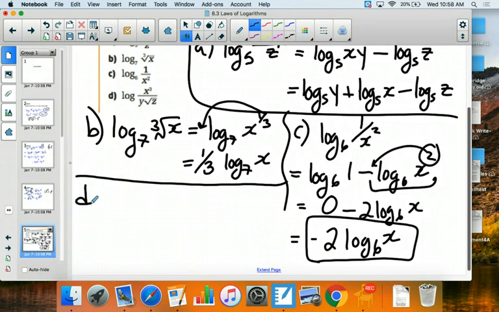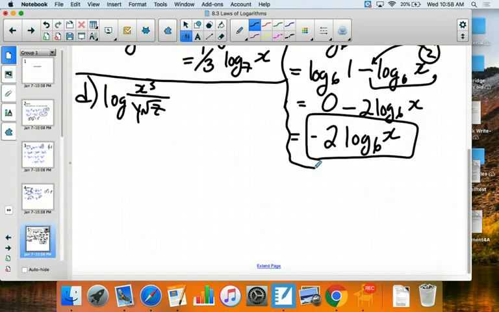Right? Finally, you can take a look at D. We have log x cubed over y root z. Now I don't see a base there, so what can I assume the base is? 10. Right? So if we don't see the base, it's assumed that it's just base 10.